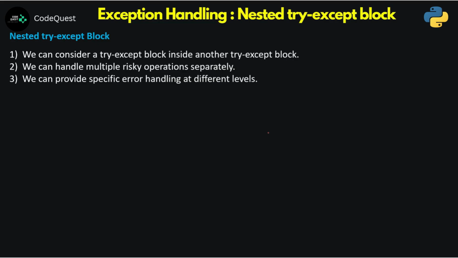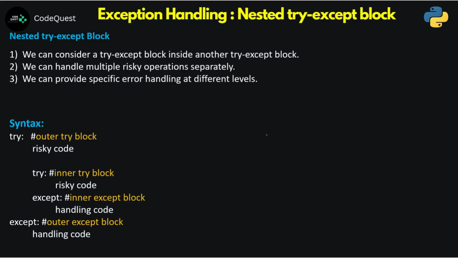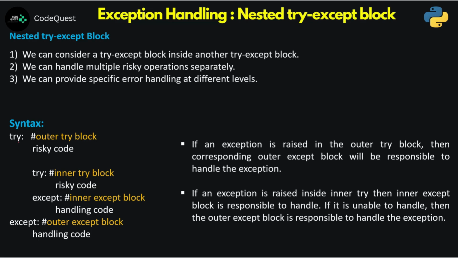Now, looking at the syntax of it, this is where we started our try block. This is, we can say, the outer try block where some code has been written, and this is our inner try block. This inner try block also contains a separate risky code, and this is the corresponding except block. So I can say this is the inner try block and this is the inner except block, and it has certain code which needs to handle the exception that happened in the inner try block.